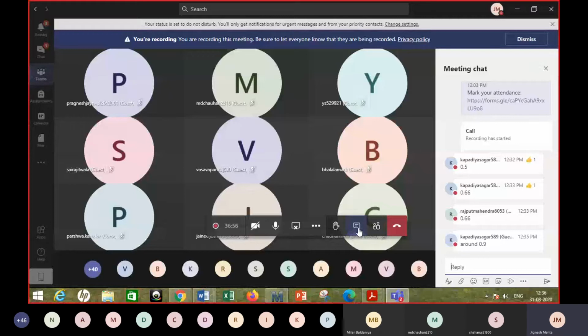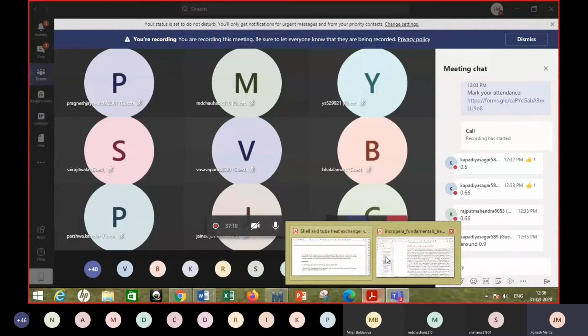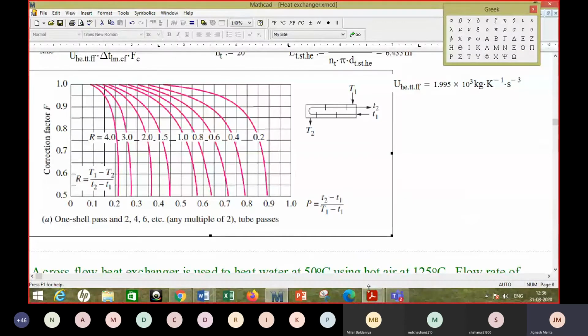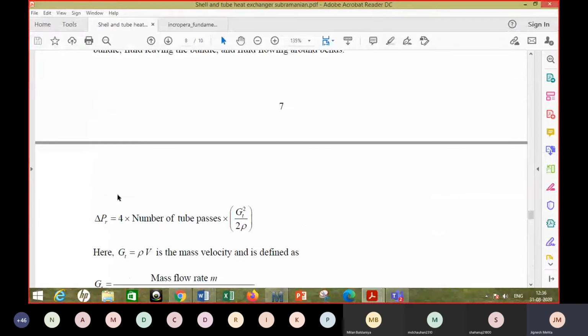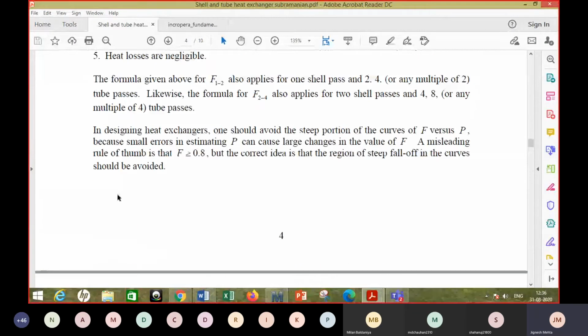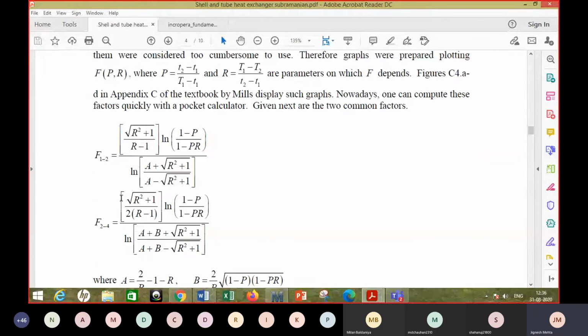Okay, so good. Rajput Mahendra is also there, and Sagar is again quick enough, and he has told that it is somewhere around 0.9, right? So I agree with that. If you want to get a better, more accurate estimate, then you should use the formula. So I hope that you will do it with the formula also.